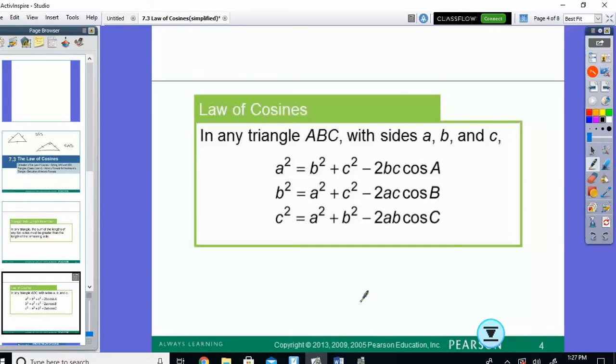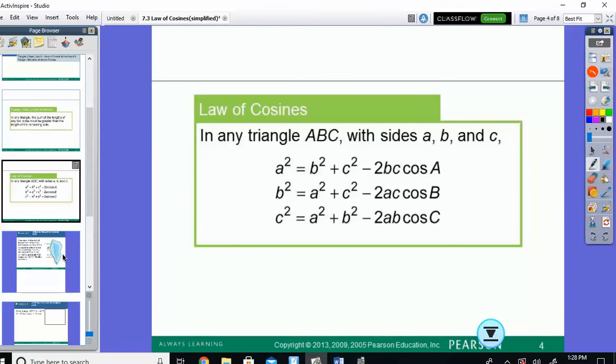So law of cosines actually has three different forms. And they're all pretty much saying the same, but it allows you to solve for any side in your triangle. And it's related to the cosine of the angle with that side we're looking for. So I'll give you a minute to write this down. These formulas, you don't have to memorize them. I will give them to you when you need them. First example today.